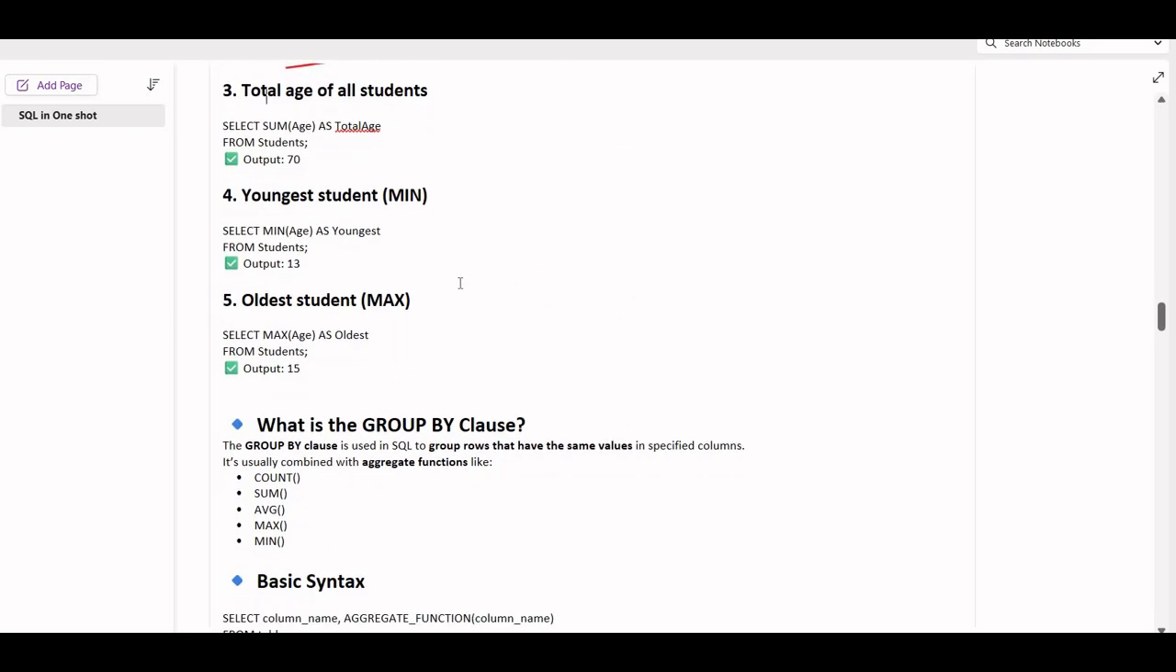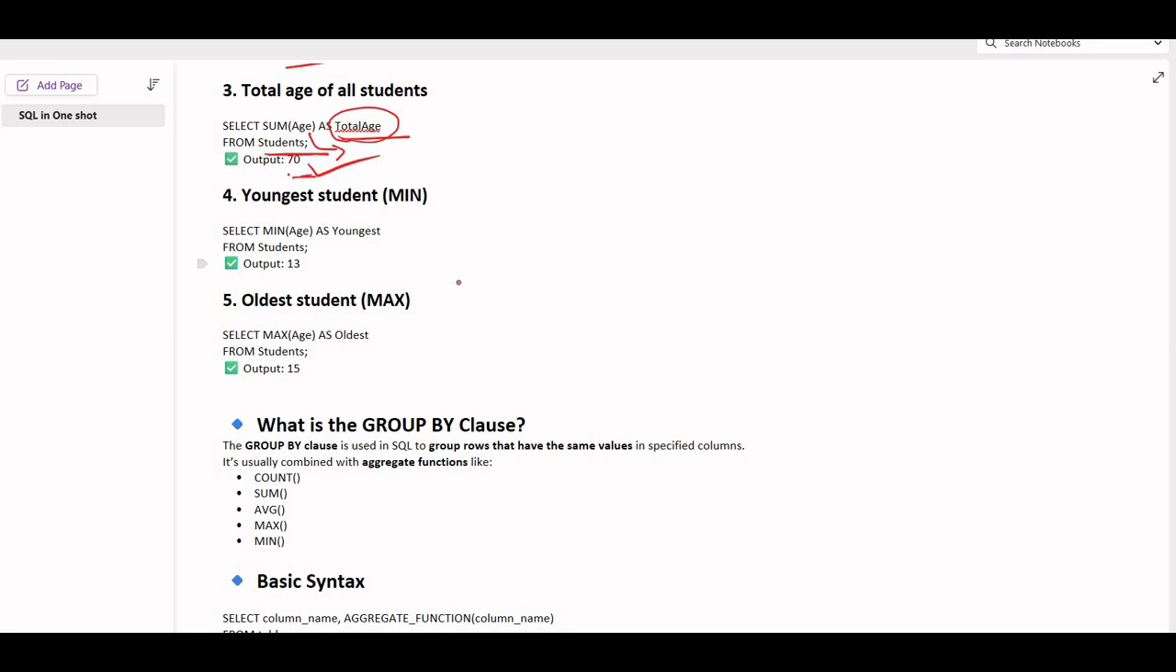Okay. Next, total age of all the students. So what is the total age? You have to give SELECT SUM. So what is the column name? The column name should be age, AS total_age, from the table name. Then it gives the sum of all the ages of the students, which gives us 70.